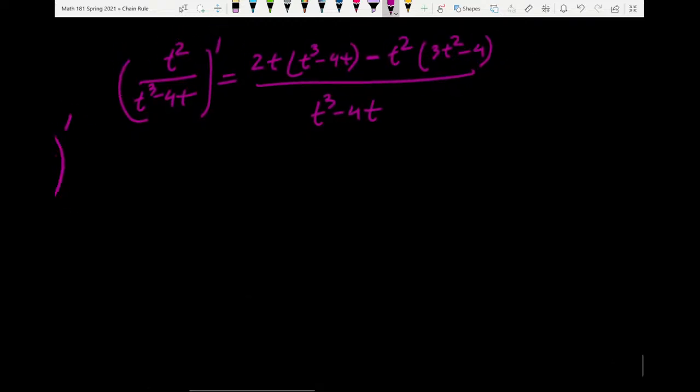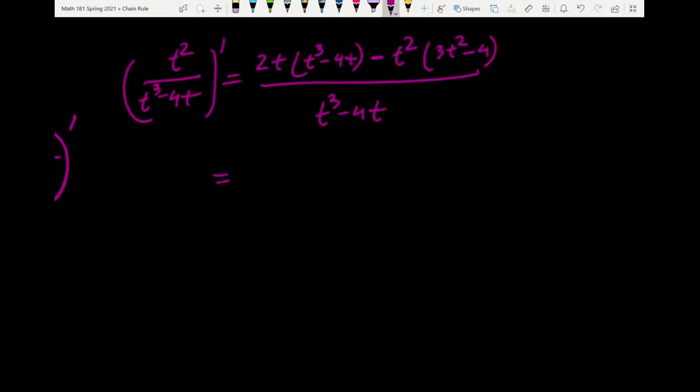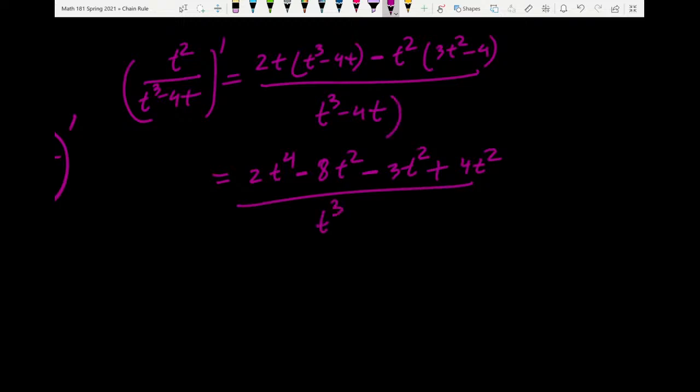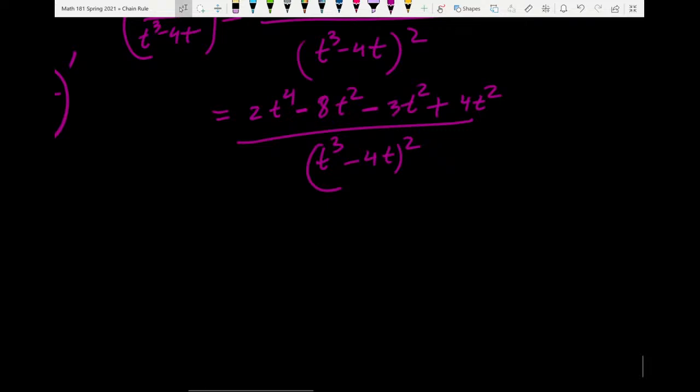Okay? All right. Let's clean this up. Let's make it look nice. Yeah, we'll distribute it out. T fourth minus 8t square minus 3t fourth plus 4t square over t cubed minus 4t, all squared. Oh, forgot to square that.